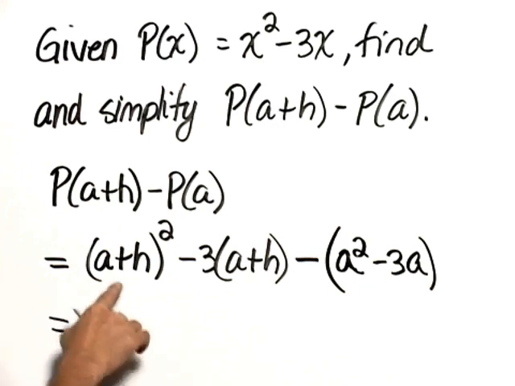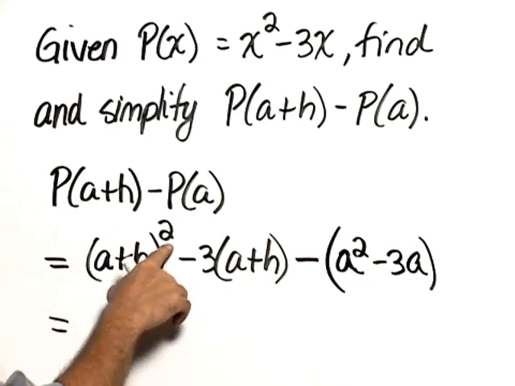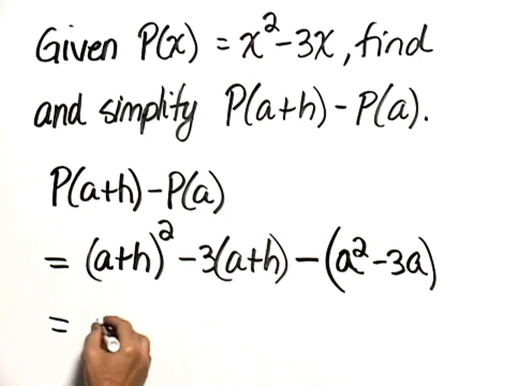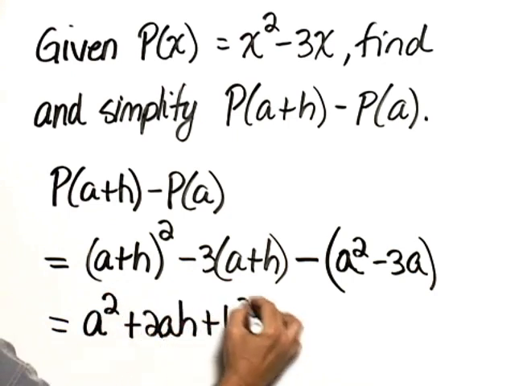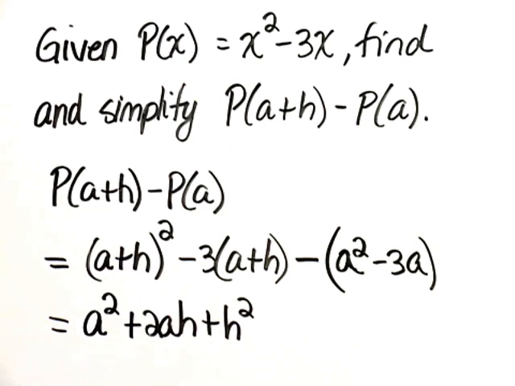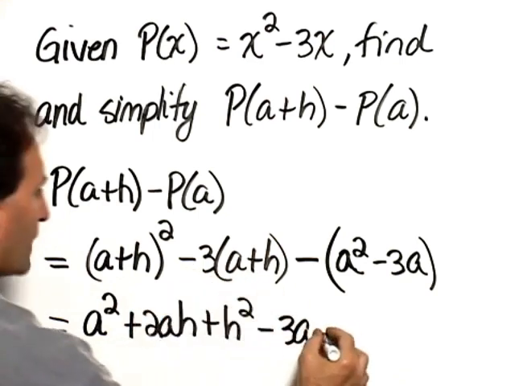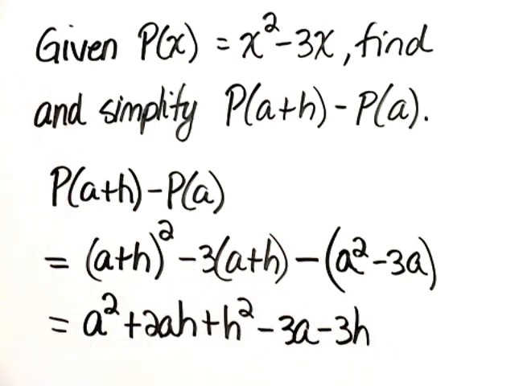Let's simplify. This is the expansion of a plus h quantity squared. That would be a squared plus 2ah plus h squared. Now we distribute the negative 3 times a is negative 3a. Negative 3 times h is negative 3h.